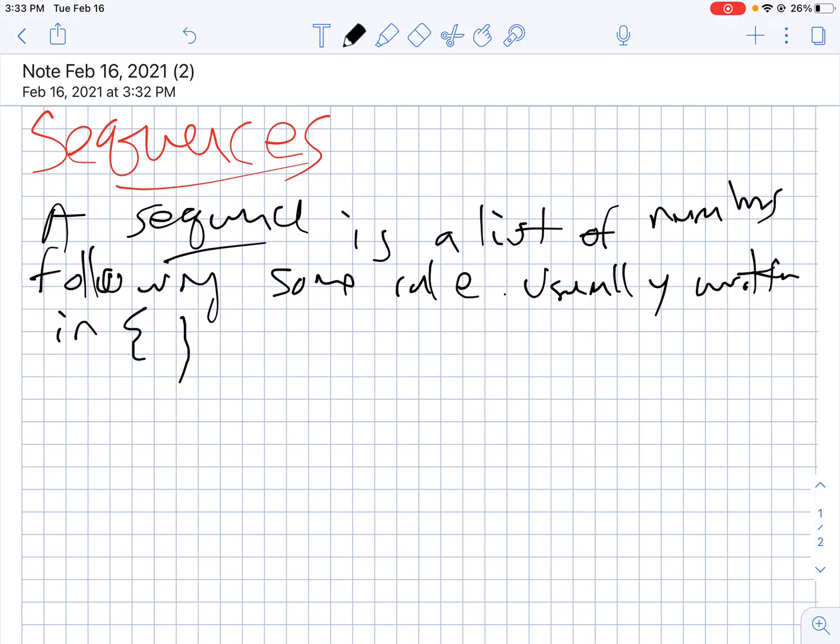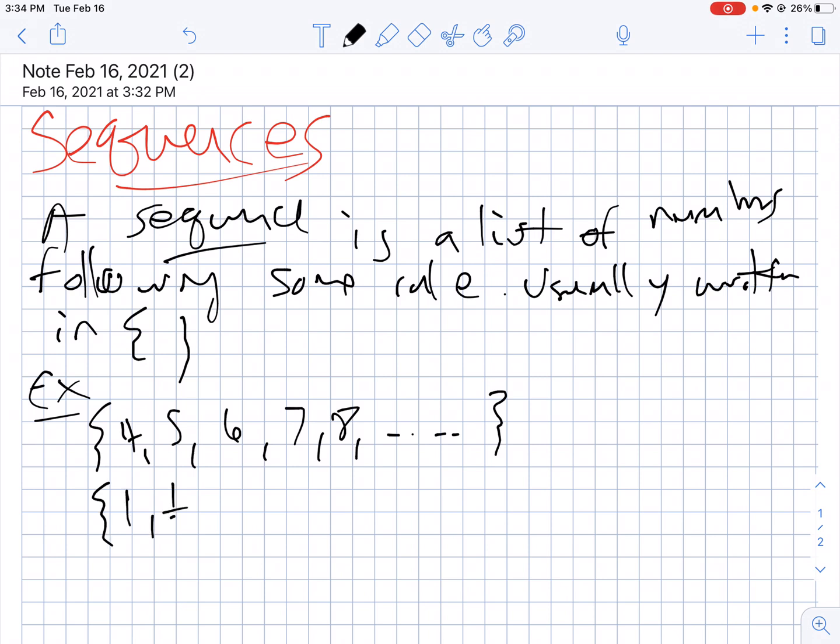For example, you might see the sequence that just goes up by 1 every time: 4, 5, 6, 7, 8, and so forth. This is a sequence. And because this is calculus, we're not just looking at a sequence of 4 or 5 numbers. We're looking at a sequence of infinite numbers most of the time. You might see something where they get smaller, so maybe 1, and then 1/2, and then 1/3, and then 1/4, and 1/5, and so on.